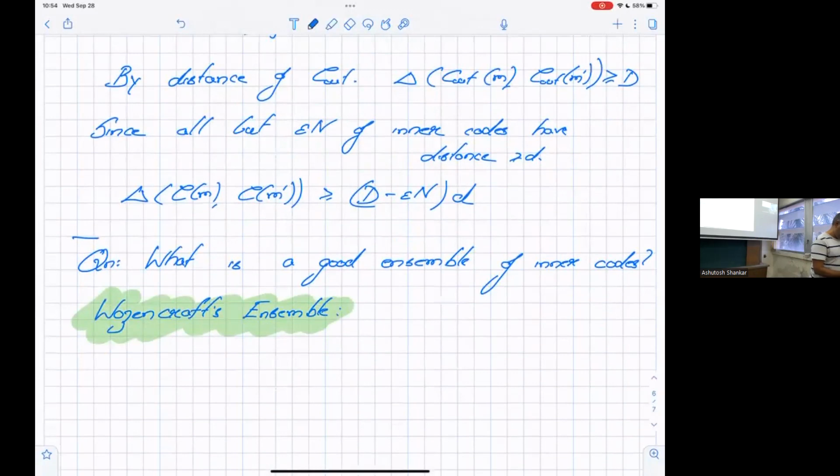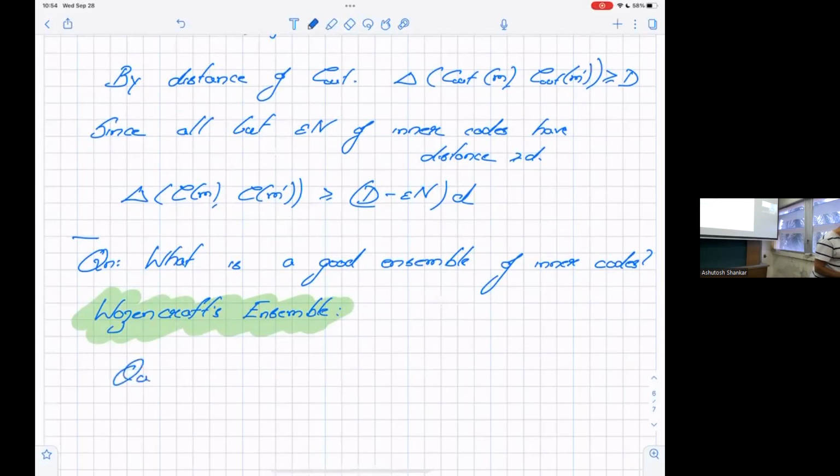So here, I'll do it for a specific setting. We will view n here to be 2^t minus 1. I'm going to take a very specific setting for the outer code. I'm going to construct a code ensemble of inner codes. The outer code is the code I'm going to construct.